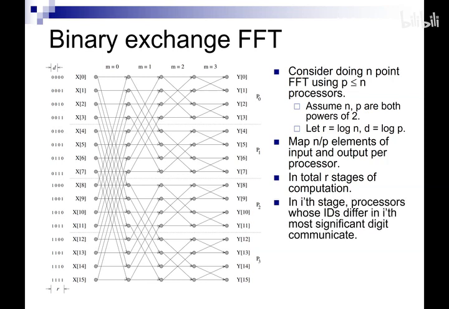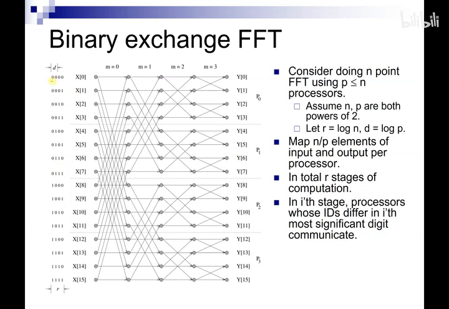And so we said that in this binary exchange FFT, the communication or the operation is going to be between indices whose IDs differ in the ith bit. But this is also the same as processors whose IDs differ in the ith bit. Because, for example, these 4 values are going to get mapped to the first process, and then these are going to get mapped to the second process, and so on.